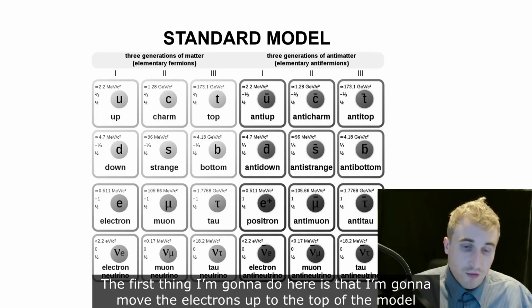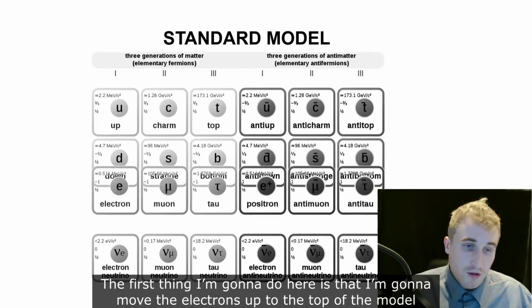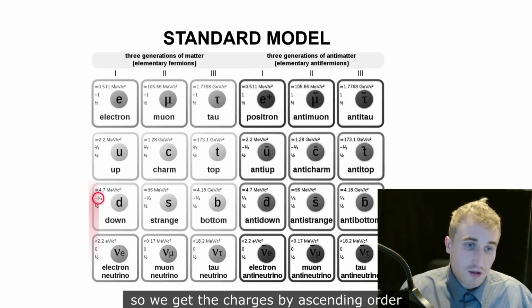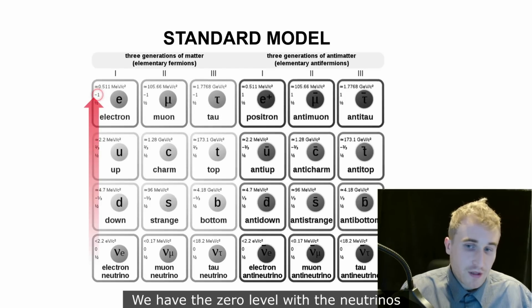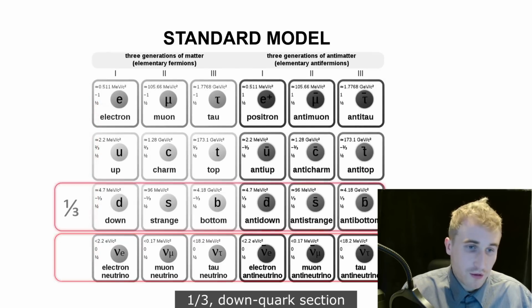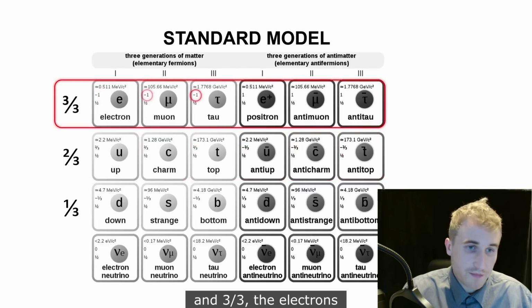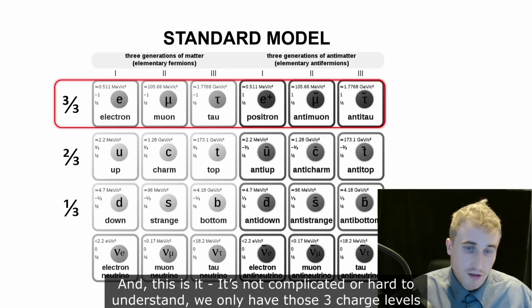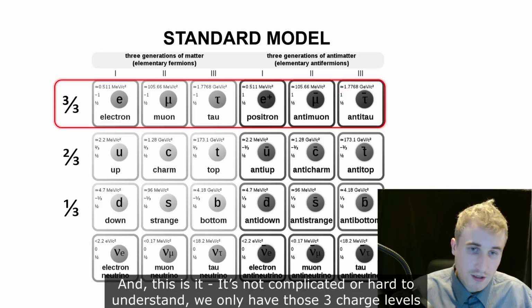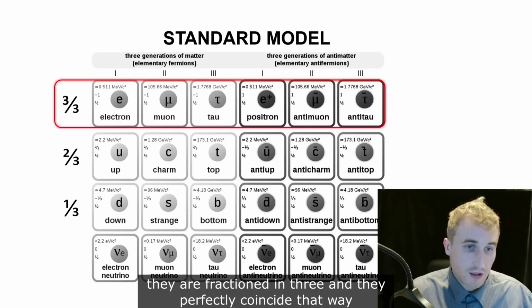The first thing I'm going to do here is move the electrons up to the top of the model so we get the charges in ascending order. We have the zero level with the neutrinos, 1/3 down quark section, 2/3 up quark section, and 3/3 the electrons. And this is it. It's not complicated or hard to understand. We only have those 3 charge levels. They are fractions in 3 and they perfectly coincide that way.